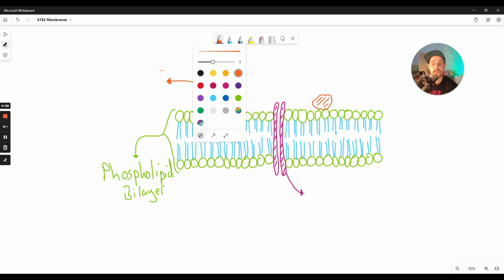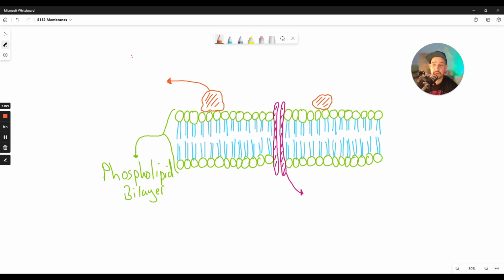Okay, so the orange ones here we have proteins that are found on the surface of the cell membrane, and these proteins have a variety of different roles. They're often used in cell signaling and receptors. So they are responsible for picking up, say, hormones that are floating around, and then when they pick them up, they'll trigger something to happen inside the cell.